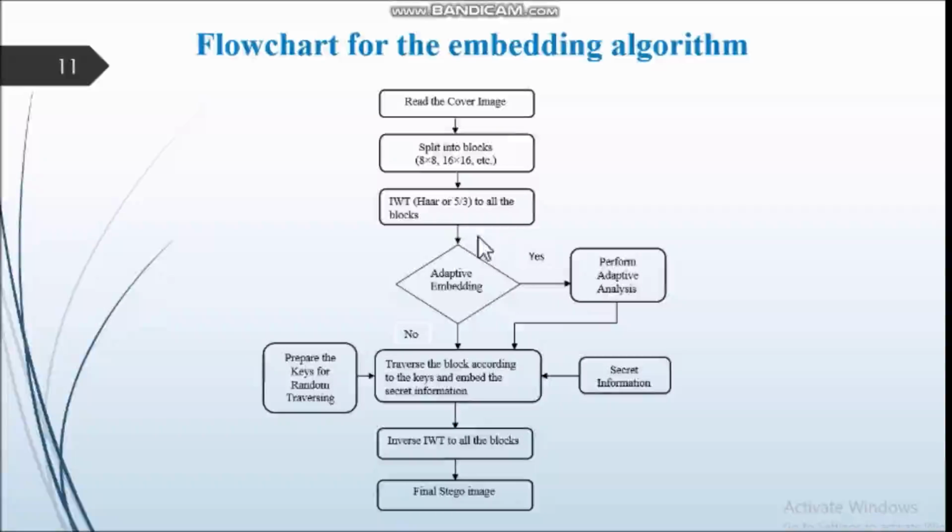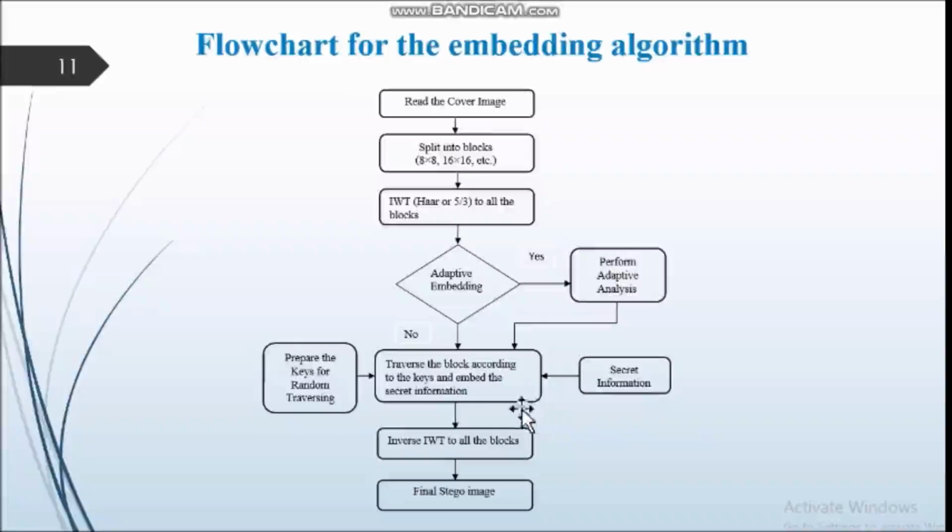The keys are the random patterns according to which the blocks are traversed, and also the random order in which the blocks are selected. For adaptive embedding, run the analysis to determine the number of bits for each coefficient. Read the secret message or information in binary. Traverse the blocks according to the keys and insert the information adaptively or non-adaptively as the case may be.